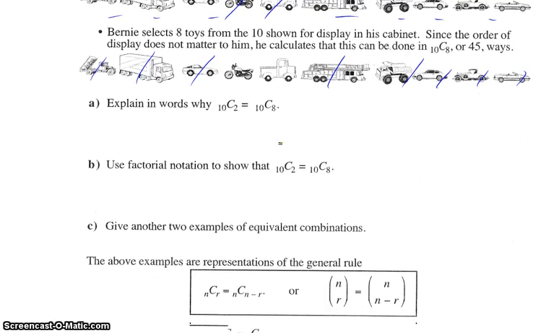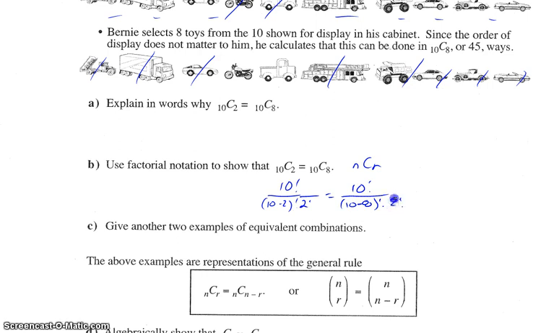So you can show that with factorial notation using your n choose r formula. It'd be 10 factorial over (10 minus 2) factorial and then 2 factorial, equals 10 factorial over (10 minus 8) factorial, 2 factorial, or 8 factorial. And if you work those out, those will be the same, right? 8 factorial 2 factorial and 2 factorial 8 factorial, both on the bottom. Two examples of equivalent combinations.